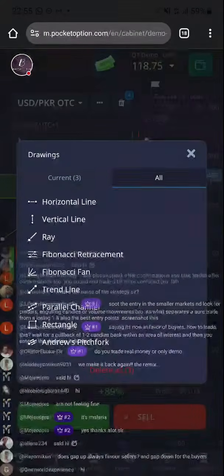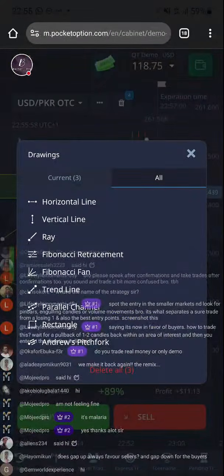Gap ups always favor sellers and gap downs always favor buyers. Most of the time they do.